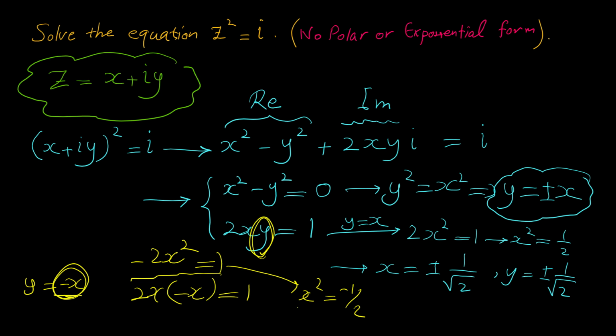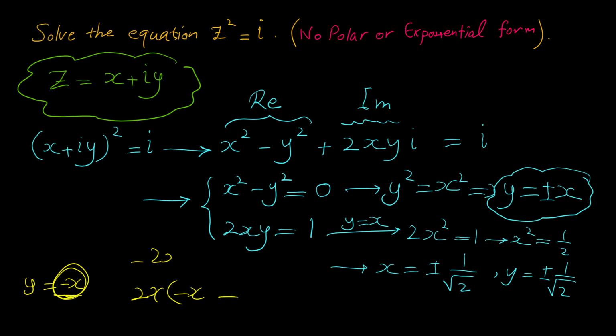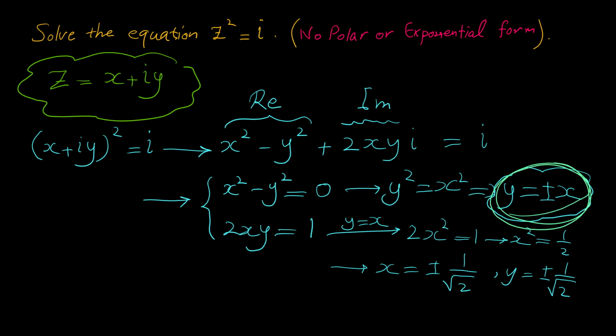But we know that x is real, z is a complex number. Any real number squared cannot be equal to a negative number. So this means that we have no solution for x, and so no solution for y in this case. So from these two cases, y can be only equal to x. y cannot be equal to negative x. So for the other case, we have no solution.